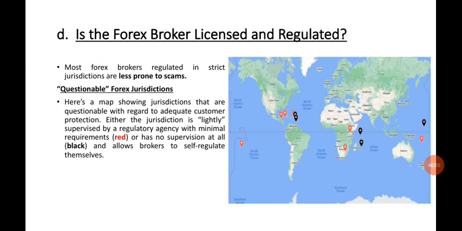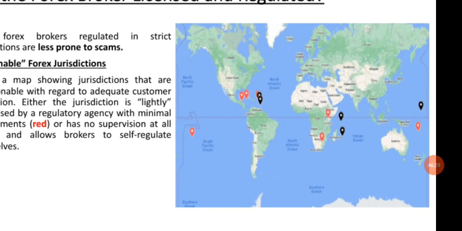Questionable forex jurisdiction. So here's a map showing jurisdictions that are questionable with regard to adequate customer protection. Either the jurisdiction is lightly supervised by a regulatory agency with minimal requirements, and they are in red, or it has no supervision at all, which is black, and allows brokers to self-regulate themselves. So you can see them in the map there, the regions that are lightly regulated and the ones that are self-regulated.